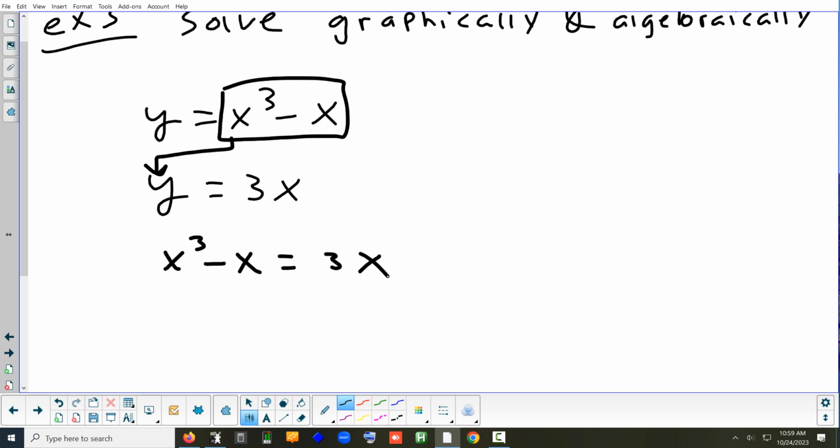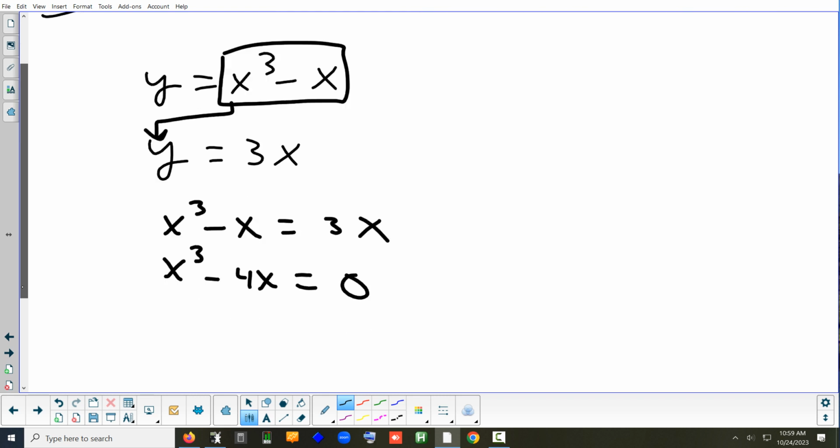All right. And now when we try to solve something, what do we generally get it equal to? Yeah, 0. You get it equal to 0. So let's write x cubed minus 4x equals 0.